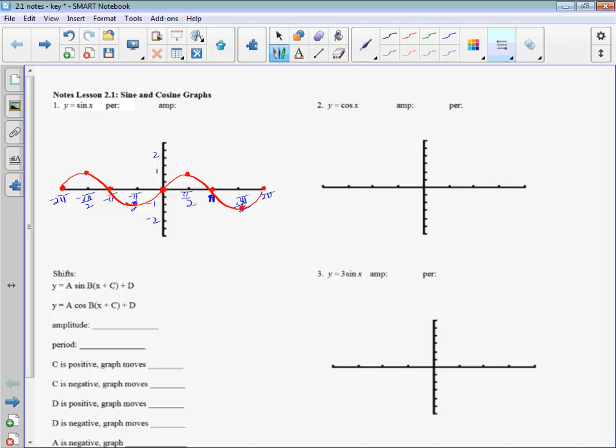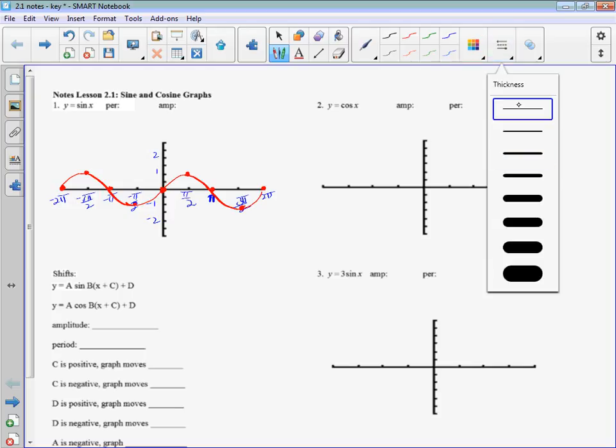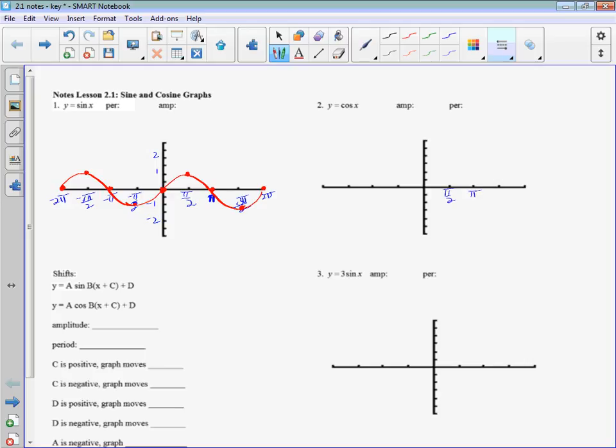I want to go through and graph the cosine parent graph as well. So what do you think the labels on my x-axis are going to be? The same as what they were for sine, okay? So label just like we did for sine. All right, so then let's look at our circle.